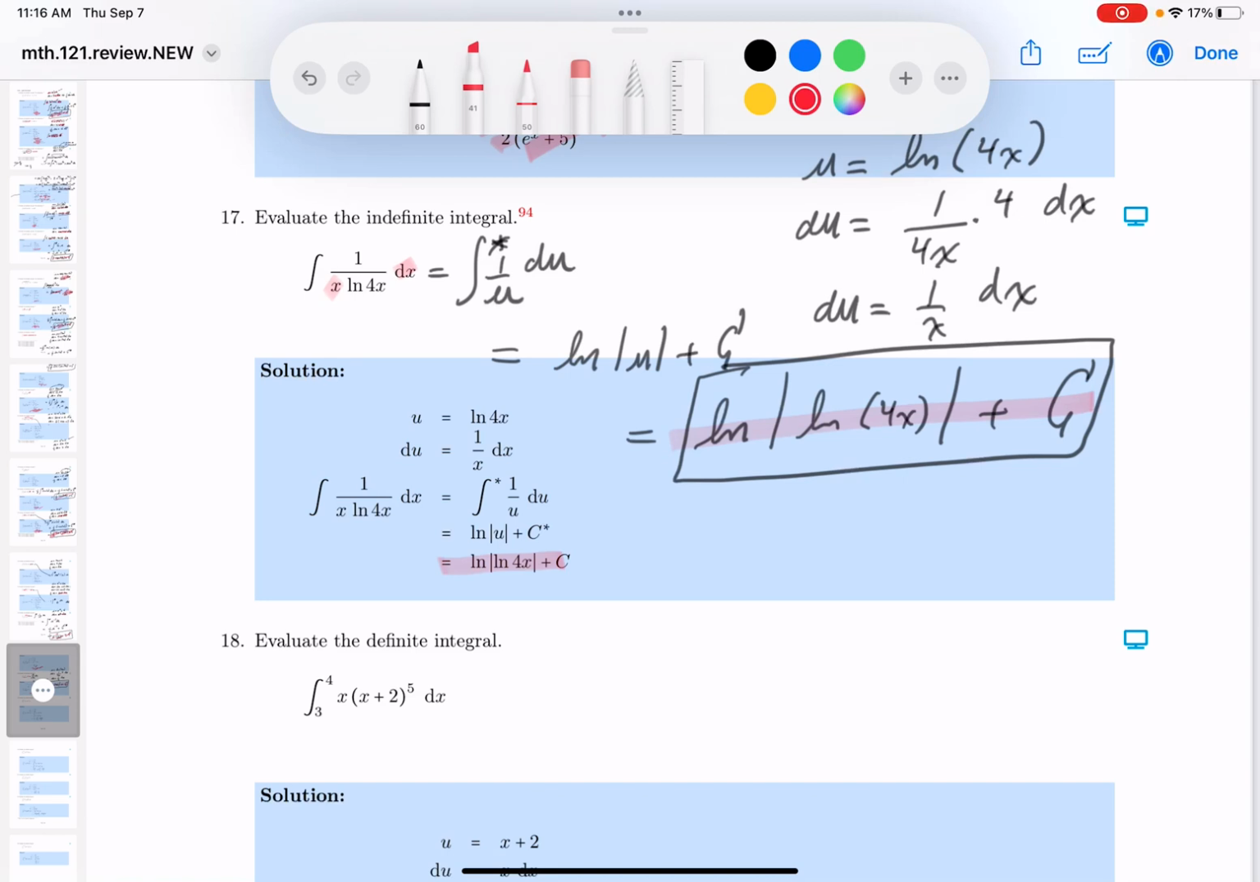Again, looking at 18, you say, what can you do? There's very little you can do, but I could certainly say, maybe u is x plus 2. du is equal to dx. I think I'm almost there. Let's write this down. If I were to write this over here, oh, there's numbers there.